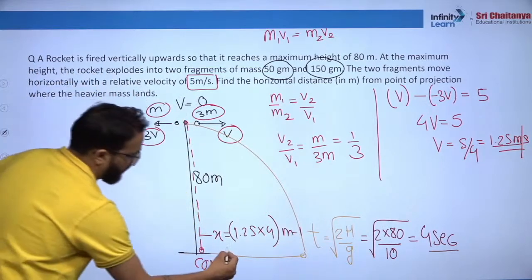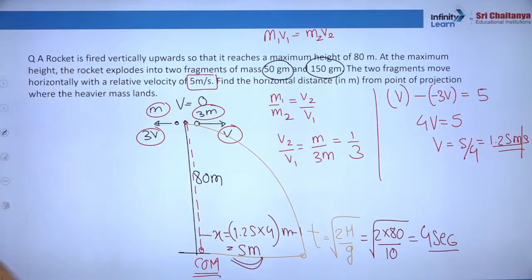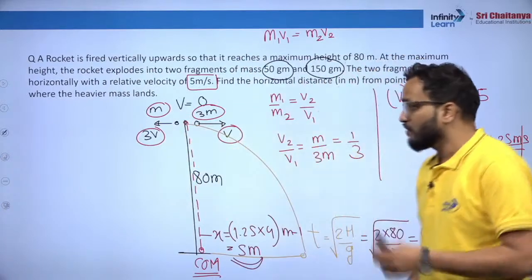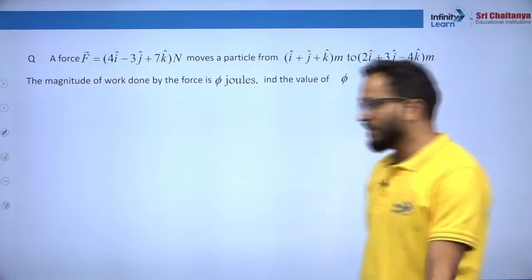1.25 into 4 is 5. So what is the answer? 5 meters. Did you understand this? This is how you have to solve the examination also, with this intensity that I am solving right now. Okay, this is very simple.